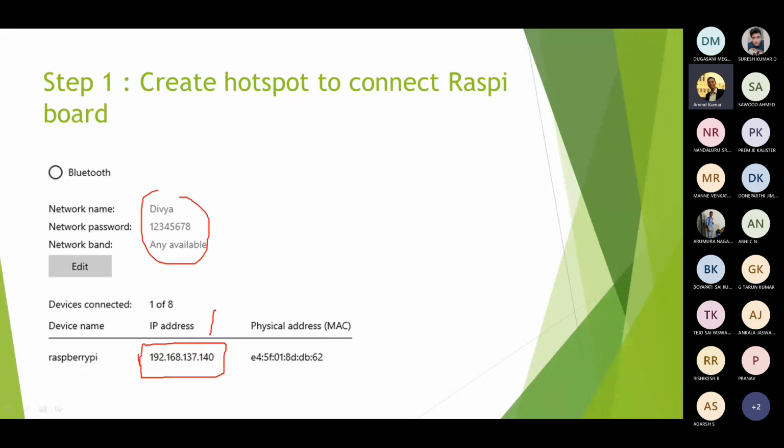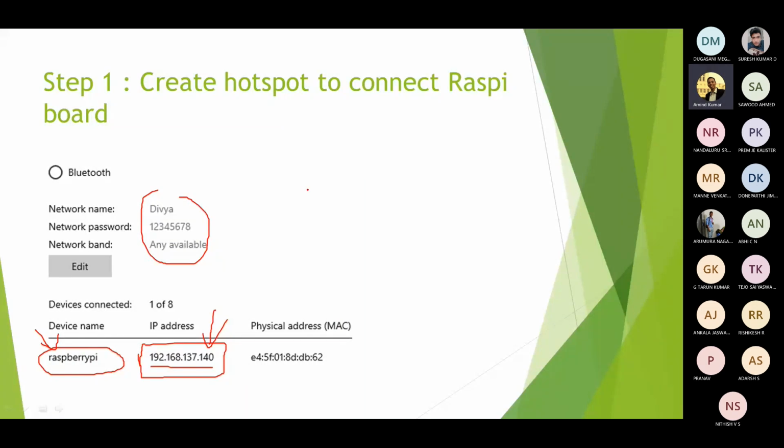the IP address. This IP address is very important. So this is the device name, Raspberry Pi, and this is the IP address. Once you have got this connection, it ensures that your device is connected to your laptop hotspot.